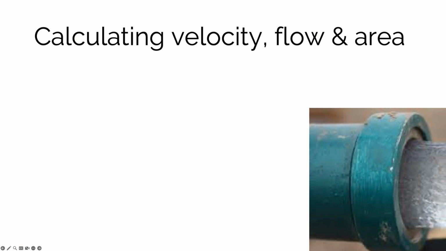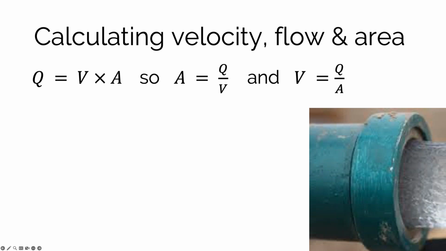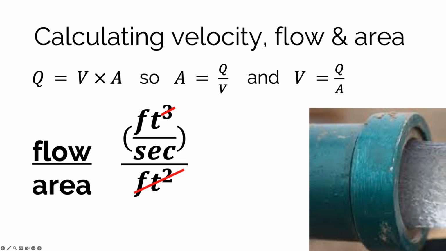So when you're looking at these equations, it's a good idea. Sometimes, when I'm taking math tests, I will write out equations and their different forms at the top that I know I'm going to use. So again, Q equals VA, so A equals Q over V, and V equals Q over A. You just have to figure out which one you're solving for. And again, velocity is flow over area. You can cross out the units, and you end up with the right units.